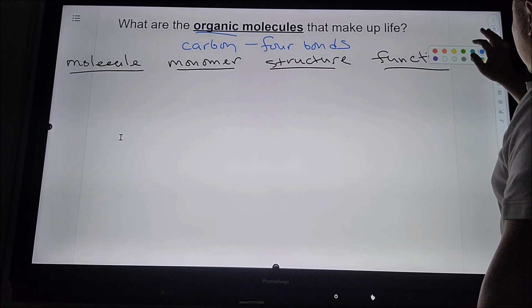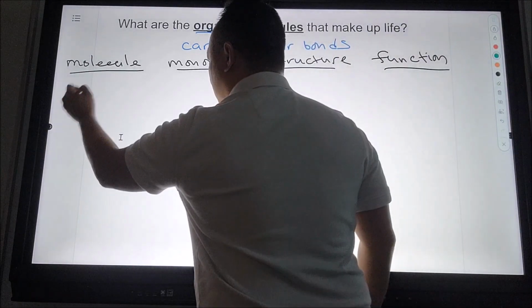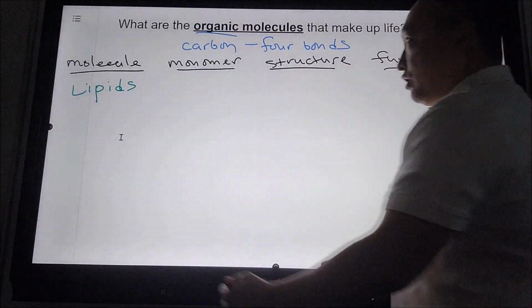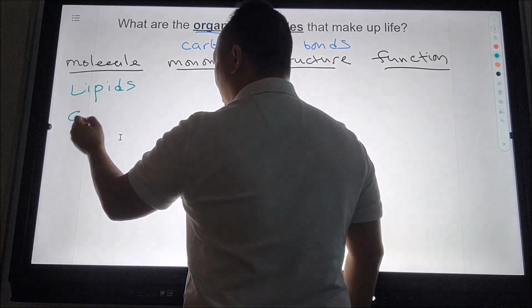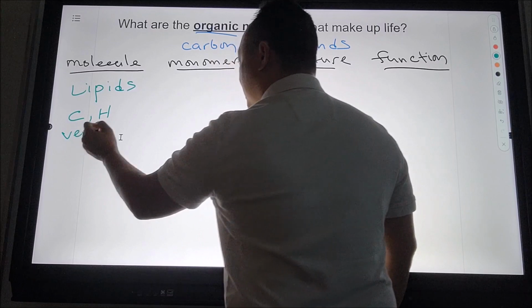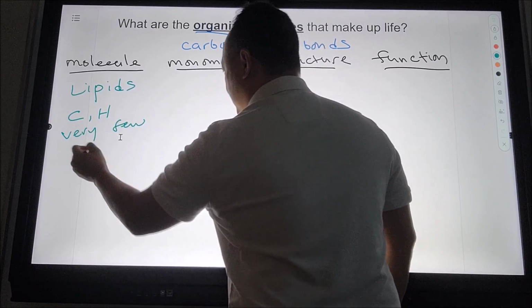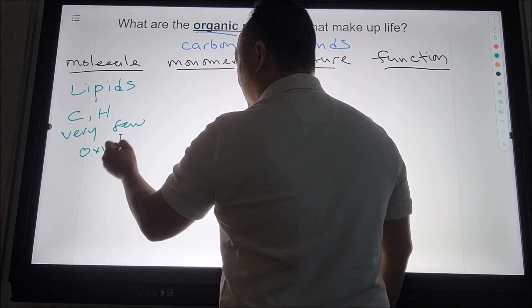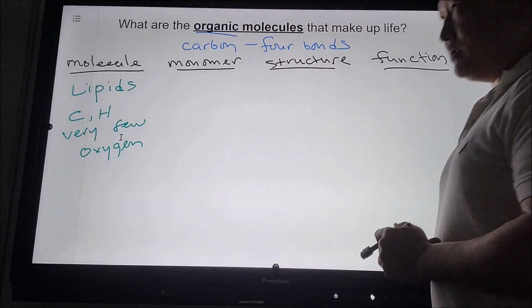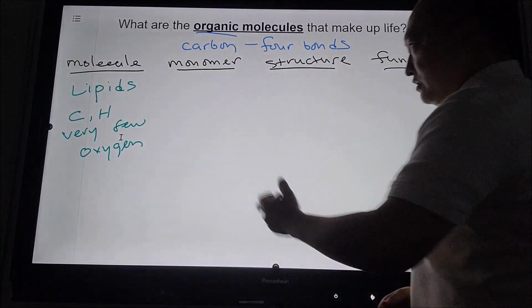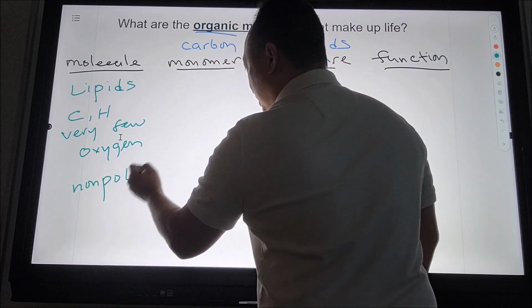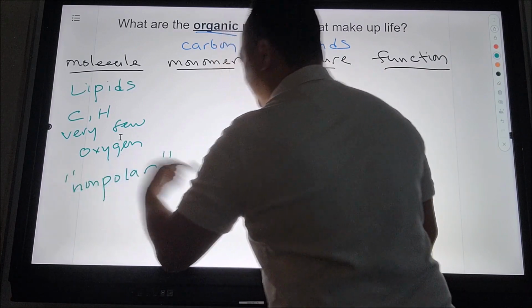All right, the first molecule we'll look at are lipids. Lipids, as all organic molecules, have carbon and hydrogen. They have very few oxygens, which makes them non-polar. They're known for their ability to repel water because water is polar and lipids generally are non-polar. So that's a word you want to associate with lipids.